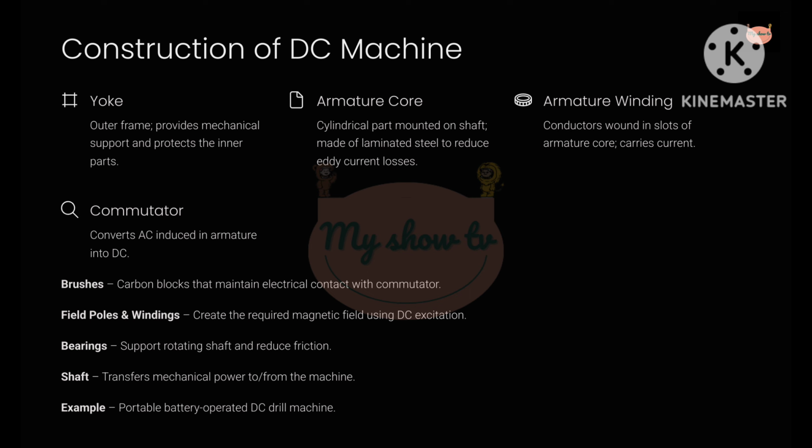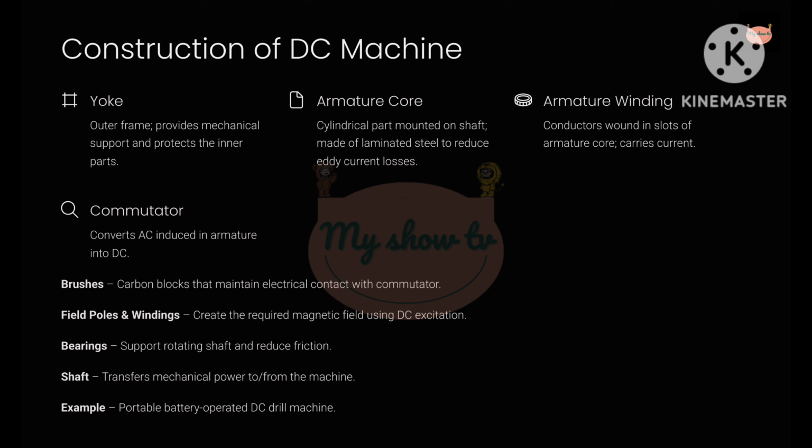3. Armature winding, copper wires wound in slots of the armature core, where current flows. 4. Commutator, a special mechanical switch that converts the AC induced in the rotating armature into usable DC output. 5. Brushes, usually made of carbon. They maintain continuous electrical contact between the rotating commutator and the external circuit.